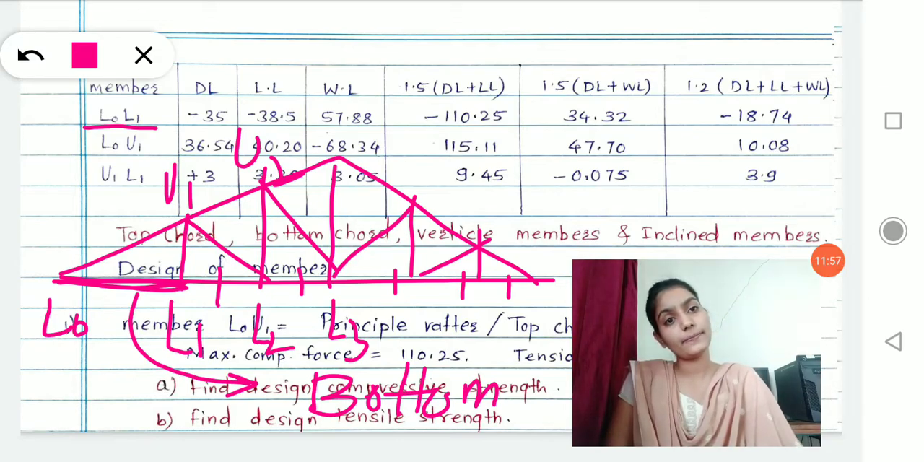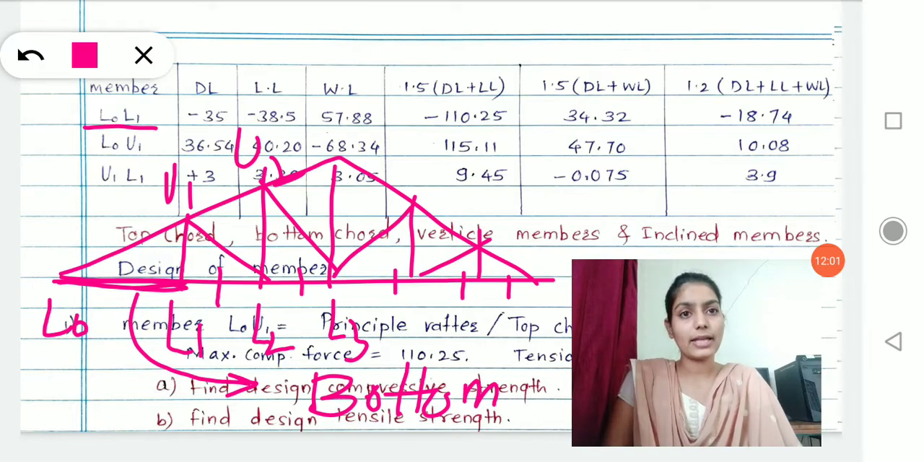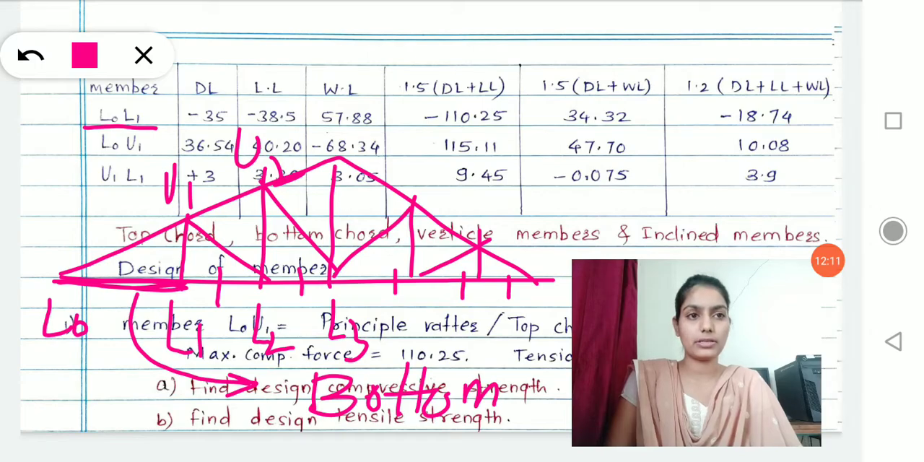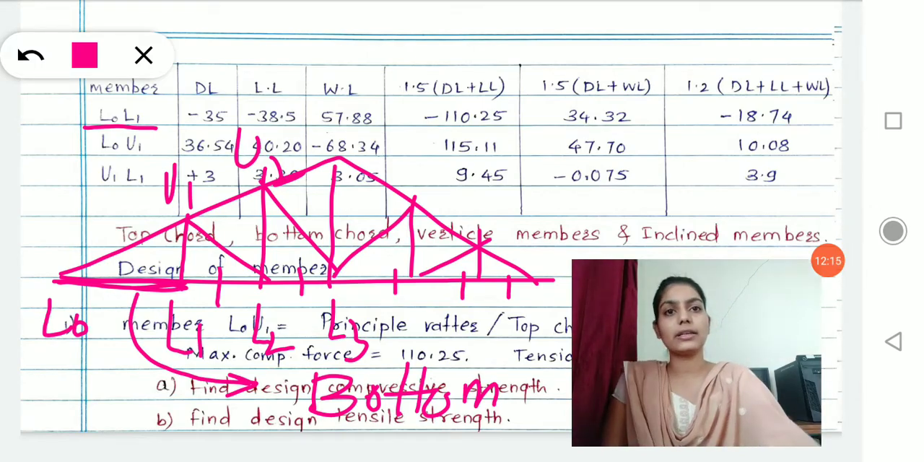First, to understand the forces in the member and the nature of that force, we must go through load combinations. We must first understand load combinations. How will we do that? For that, check this table.